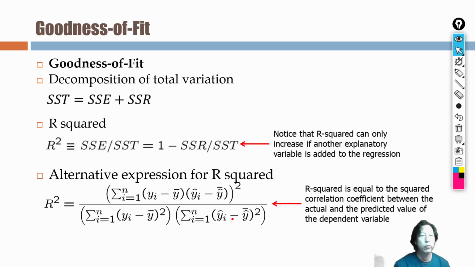Goodness of fit, we still use R square. The formula is still the same: sum of square total, sum of square error, right? So we can calculate exactly the same R square as we did. And this is the alternative expression of R square. You can interpret R square as how much my model can explain my dependent variable.